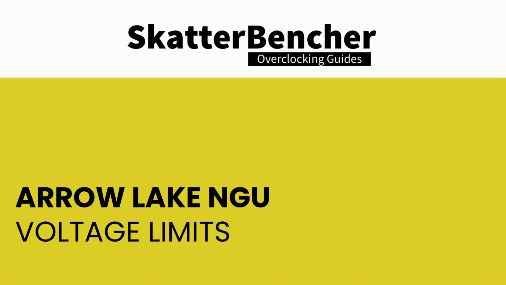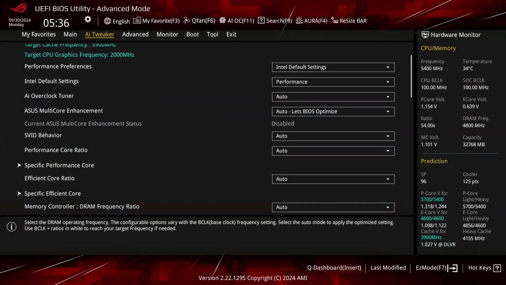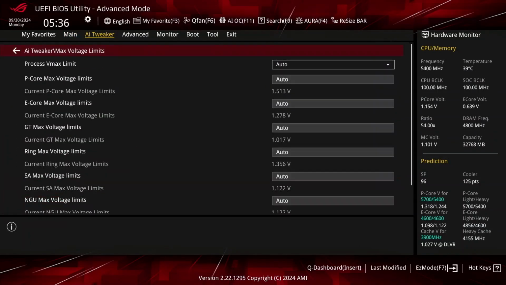To safeguard the processor, Intel has imposed strict voltage limits for the NGU. That voltage limit basically means that the NGU cannot request a higher voltage to the Intel CPU power control units. By default, the voltage limit for the NGU is 1.122 volt, but this can be increased to 1.219 volt under ambient conditions. When the temperature is below 10 degrees Celsius, you can further increase the voltage limit or disable the limit altogether. In the ASUS ROG BIOS, you can configure the NGU voltage limit via the AI Tweaker Max Voltage Limits submenu.